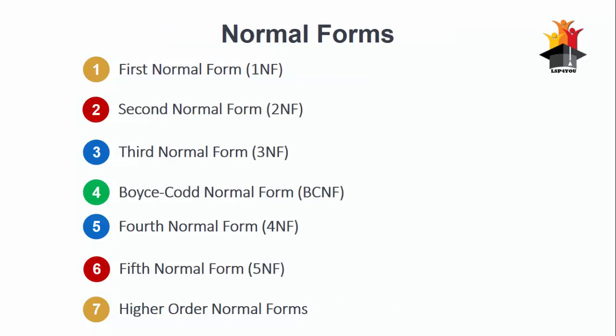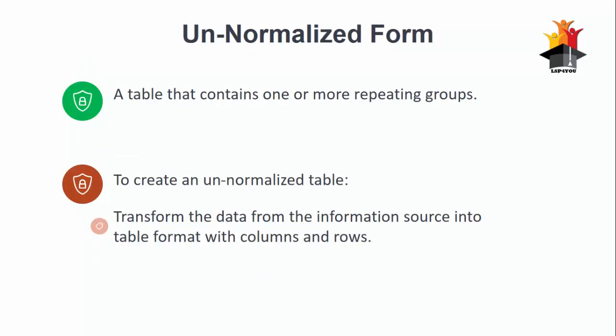Let's see the normal forms. We have first normal form, second normal form, third normal form, Boyce-Codd normal form, fourth normal form, fifth and higher order normal forms. Each normal form has a specific property, and according to that property, we do the process of normalization. Now let us see unnormalized form, a table that contains one or more repeating groups.